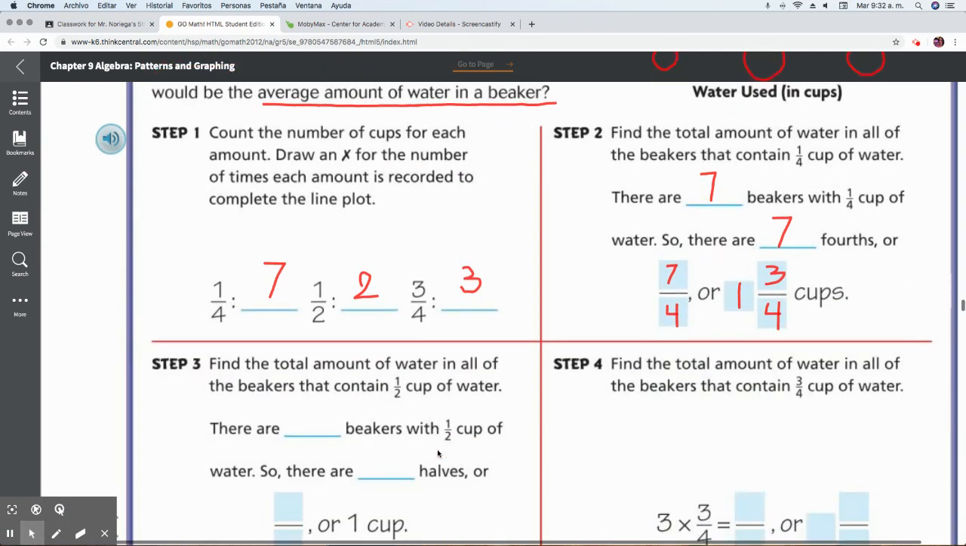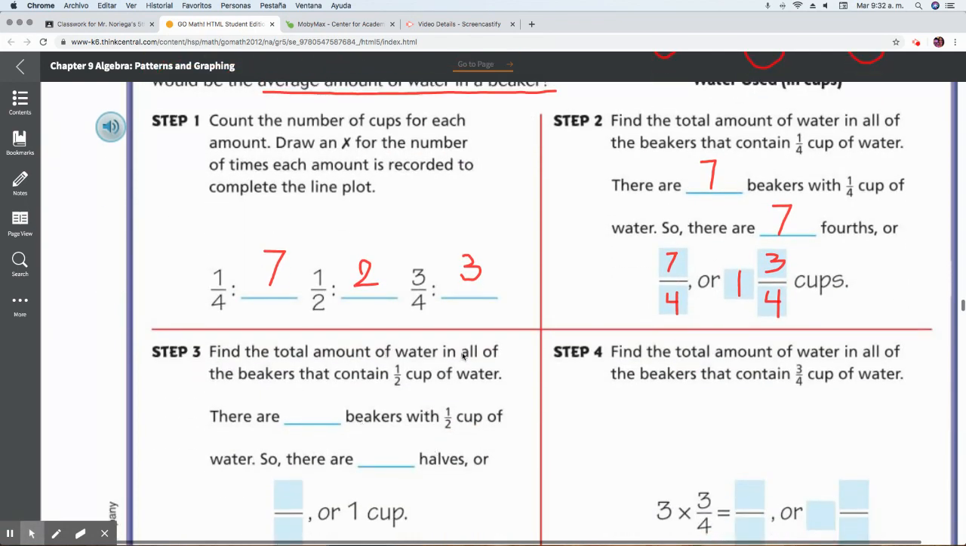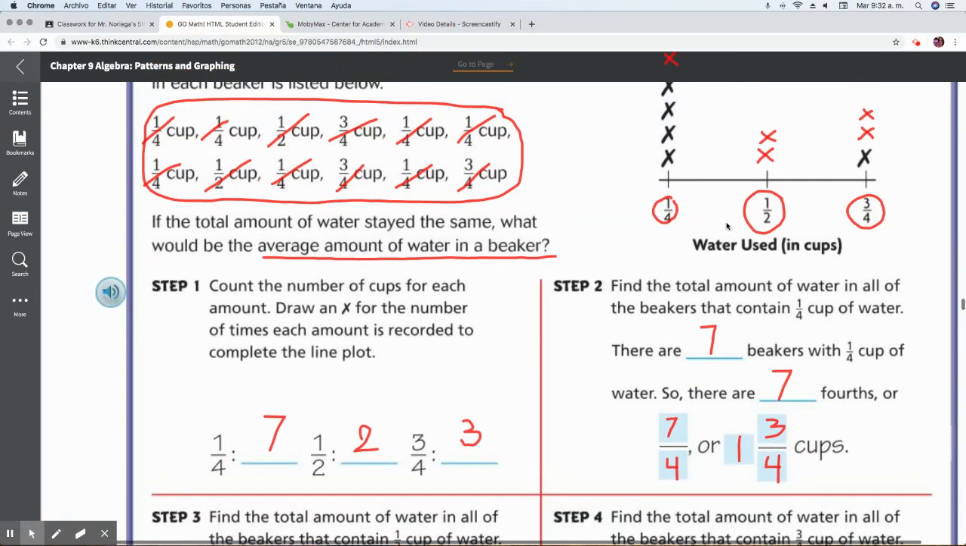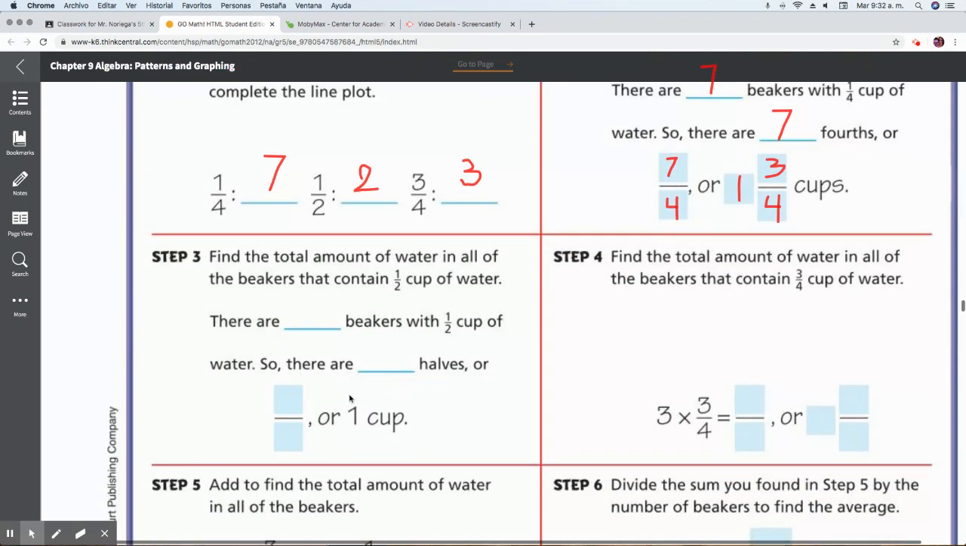Step number 3, find the total amount of water in all of the beakers that contain 1/2 cup of water. How many beakers contain 1/2 cup of water? 2. Okay, so we want to write that number on the first line. There are 2 beakers with 1/2 cup of water. So there are 2 halves, and 2 halves written as a fraction equals 1 cup.